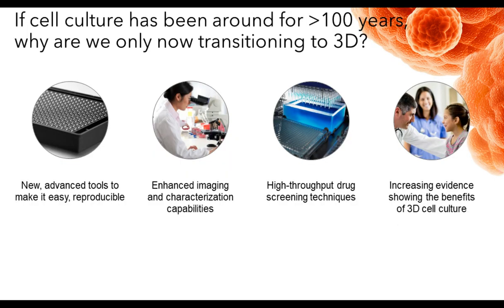So given these examples, and given that long history I talked about and the acceleration in terms of technologies, you could reasonably ask the question: if cell culture has been around for over a century, why is the field only now transitioning to study cells in 3 dimensions? The answers are fourfold. One is that there are new advanced tools to make this easy, simple and reproducible to do. Shown there is a Corning ultra-low attachment spheroid plate, which makes it very straightforward to develop spheroid cell culture. But accompanied with this has been enhancements of the instrumentation.